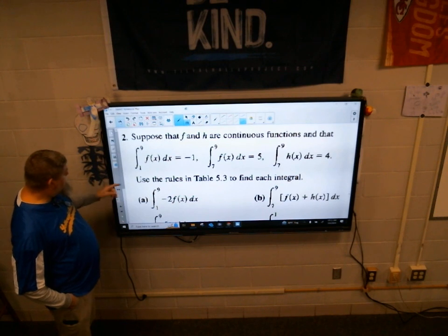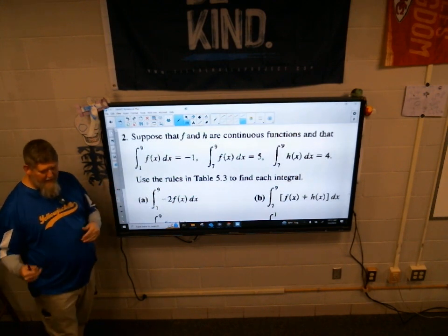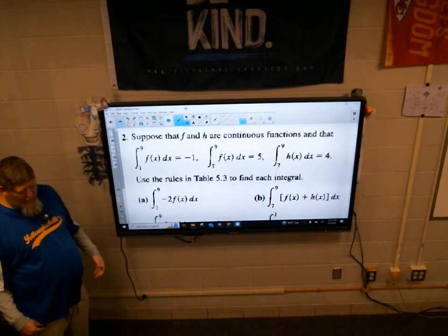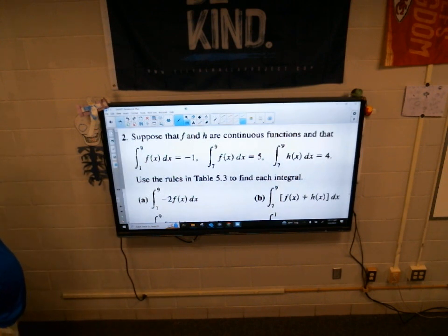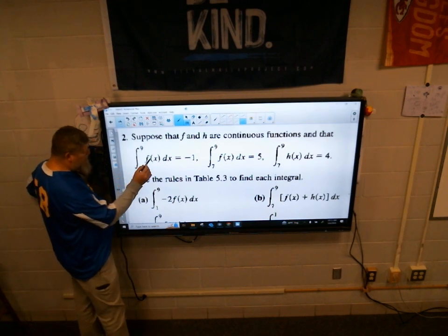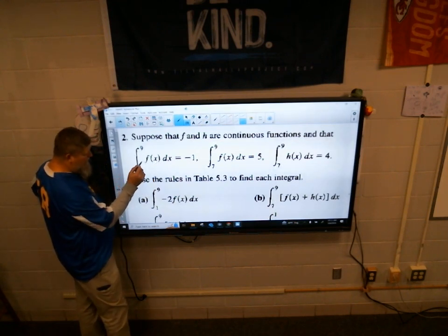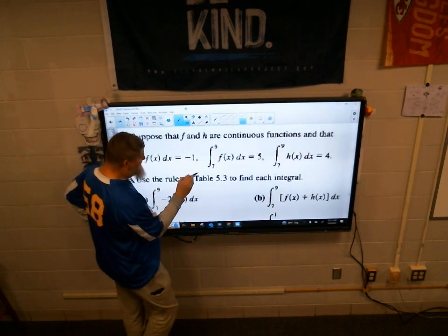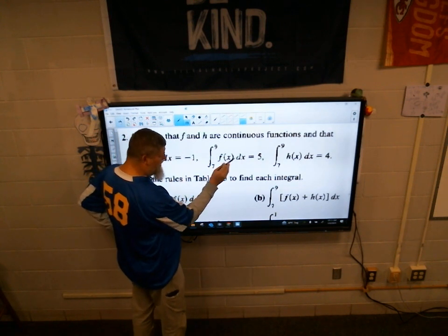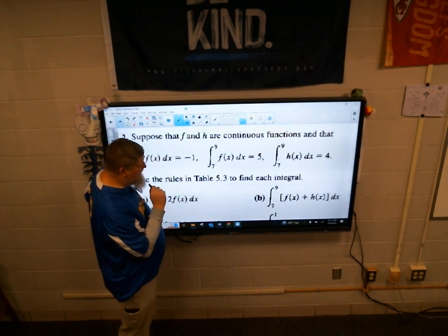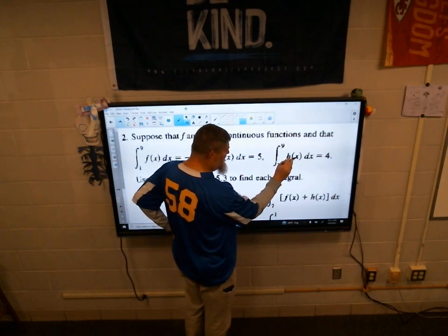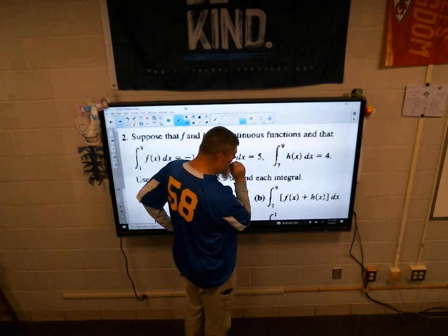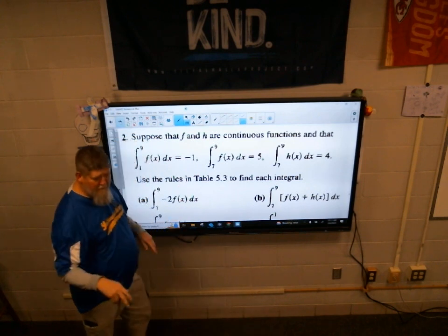All right, here's our problem. And I apologize for the blurriness of it. I just didn't want to retype it all, okay? Suppose that f and h are continuous functions and that the integral of f of x from 1 to 9 equals -1. From 7 to 9, f of x equals 5. And h of x from 7 to 9 equals 4. Okay? So there's my three integrals.